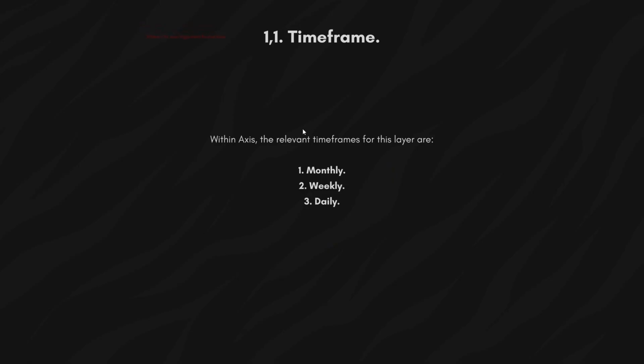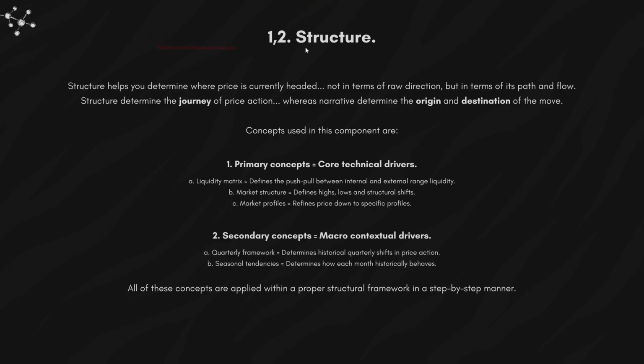Okay, now let's move on to the next slide and let's discuss the second component, which is structure. Now we've already discussed the purpose of this component, but let me just quickly reiterate it. Just like it says here, structure helps us with determining where price is currently headed, not only in terms of direction, but also in terms of its path and flow. Structure determines the journey of price action, meaning what is the underlying directional idea here, and then using that idea, narrative determines the origin and destination for that move.